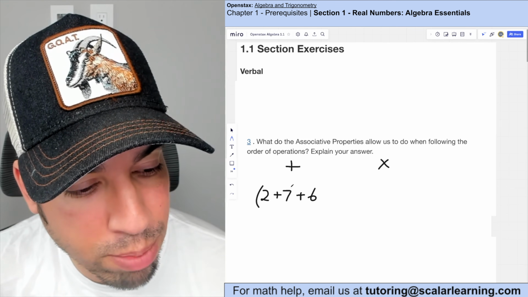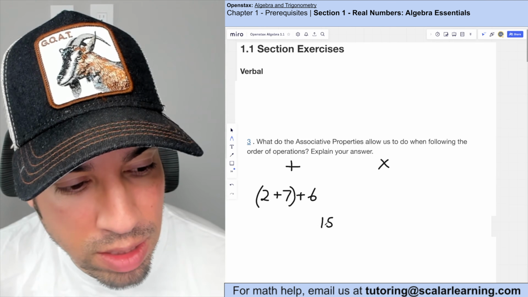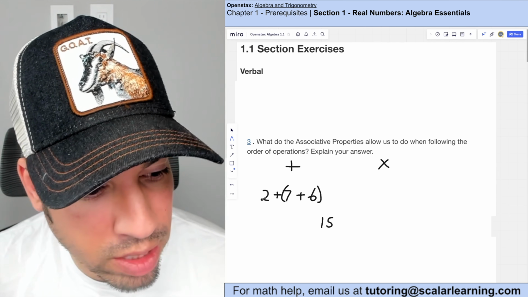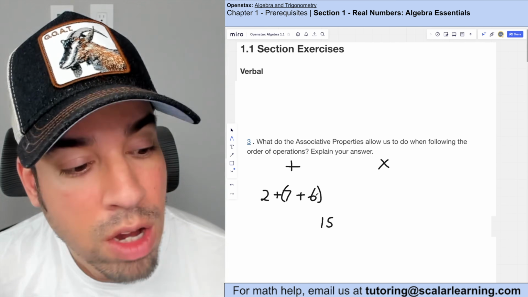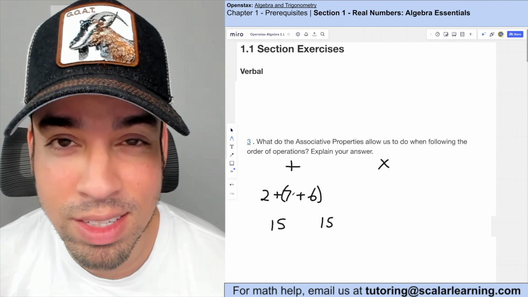If we have parentheses here, that means we do 2 plus 7 first. That's 9 plus 6 is 15. Conversely, if I place parentheses here and here, I would do 7 plus 6 first, which is 13 plus 2, and that would still give me 15. So we see the result is not changed.